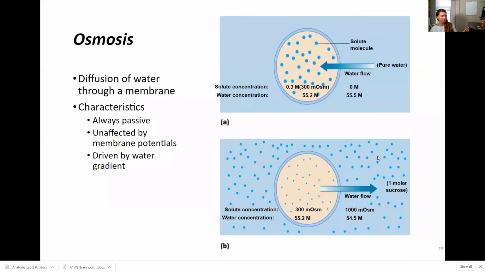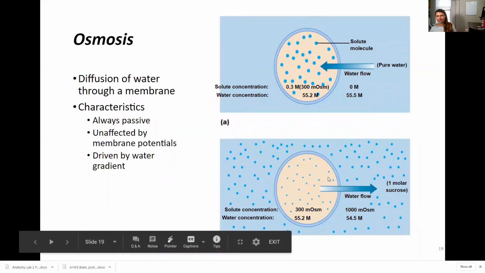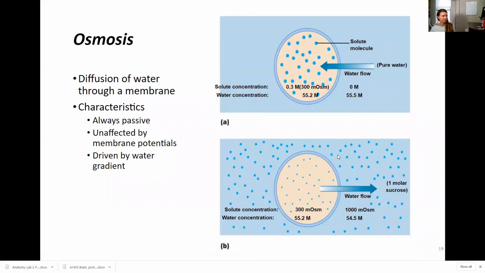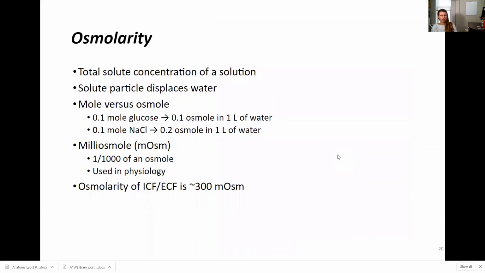Actually, I'm realizing this figure is a little confusing, so we're going to go through what osmoles are first before we come back to figures like this. When we're talking about osmolarity, we're talking about the total solute concentration of a solution. We're not going to be looking at just the sodium concentration or just the chloride concentration. We're going to be looking at everything that's in that water, because what we care about is how much space there is for water in that fluid. So we think about it as a solute particle displacing water.